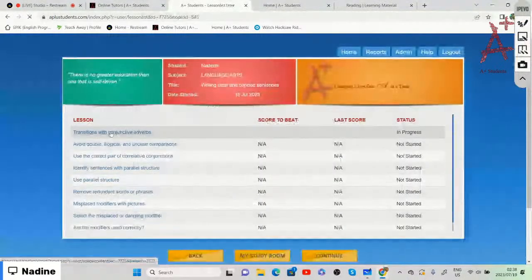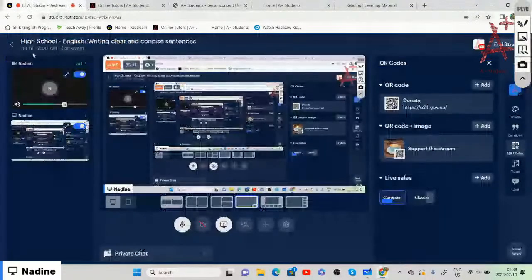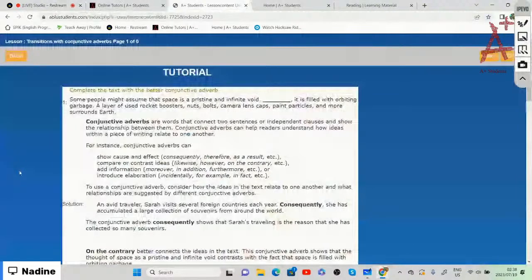So basically, within the lesson that we just did on conjunctive adverbs, when we write a concise sentence or paragraph, we need to keep in mind our conjunctive adverbs. They need to show that we are talking about cause and effect, or we are comparing ideas, or contrasting. We are about to add more information, or we are about to introduce or elaborate, not just continue, continue, and continue writing.